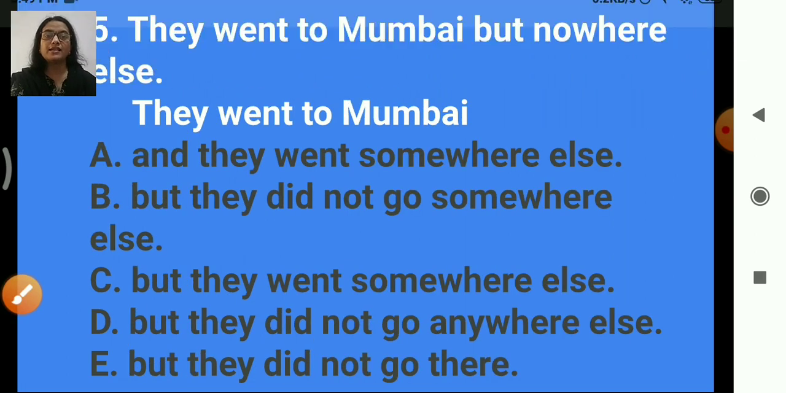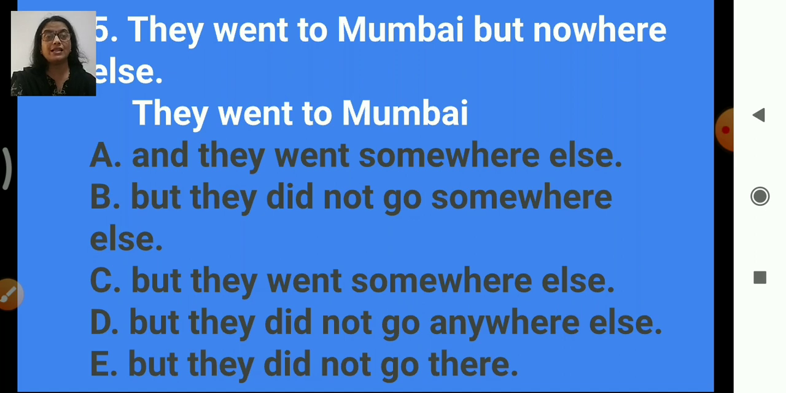Now the next. They went to Mumbai but nowhere else. And the answer is, they went to Mumbai, and then what will be the answer? And they went somewhere else. But they did not go somewhere else. But they went somewhere else. But they did not go anywhere else. Or but they did not go there. Okay, what is the second part?